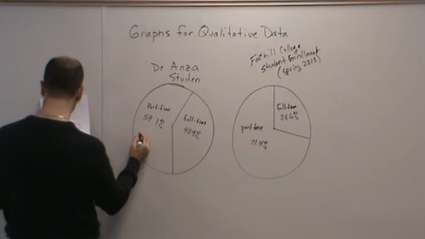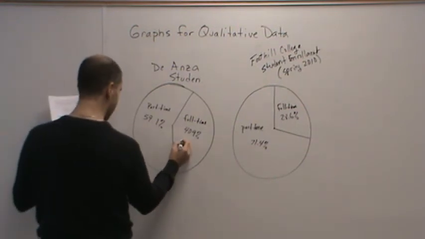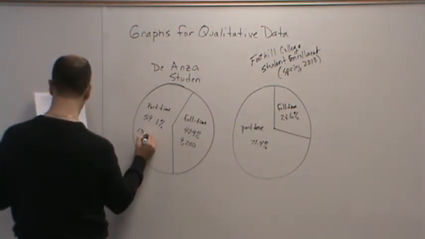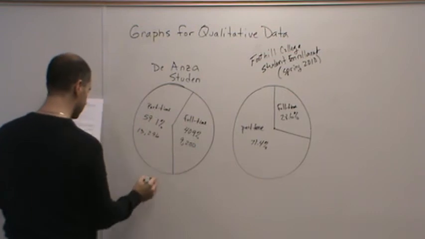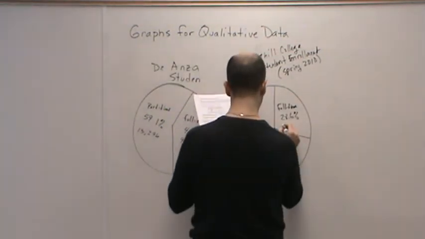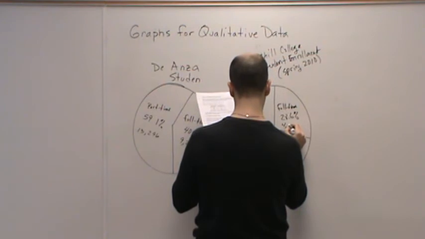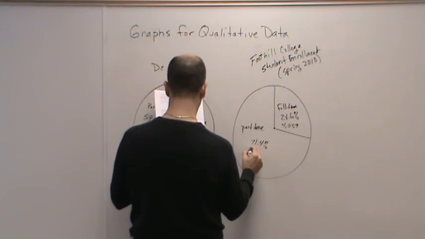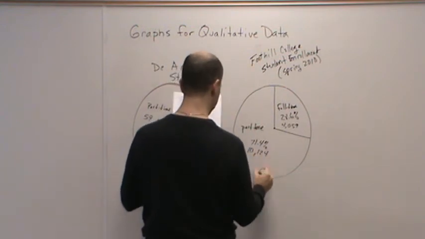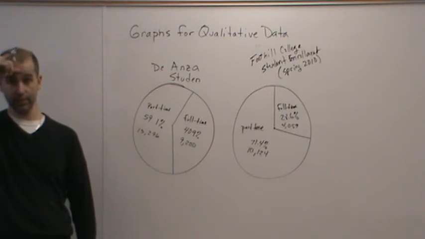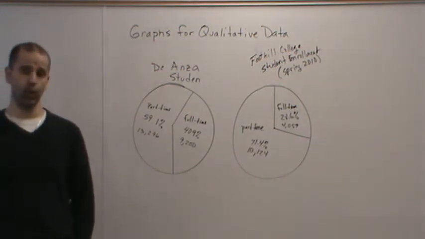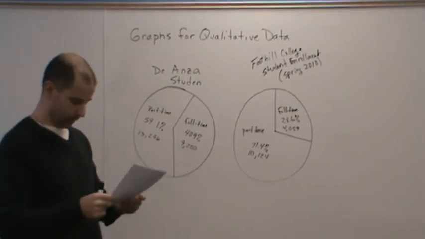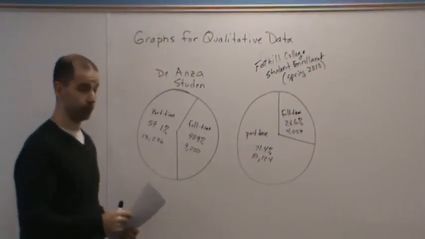So you could put the full-time is 9,200 and 13,296, and you could put over here 4,059 and 10,124. Okay, so you could add the numbers, the frequencies, but the very least you want is the relative frequencies or the percentages. Okay, so that's it. That's really how you do a pie chart for those 2.